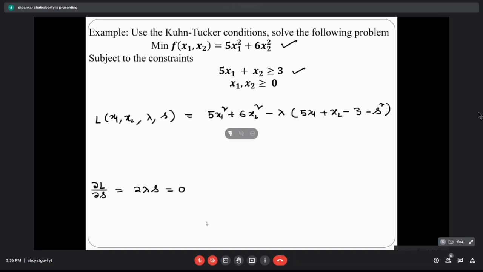Any other question, any other doubt regarding the Kuhn-Tucker conditions? If you have, you can ask me, because now we'll proceed to our next topic, game theory. If you have any question, any doubt, please ask me. No one has any question?